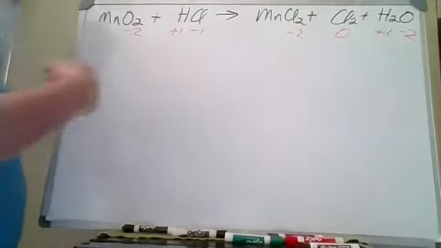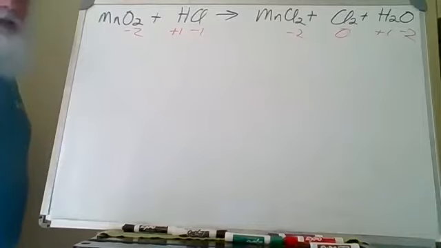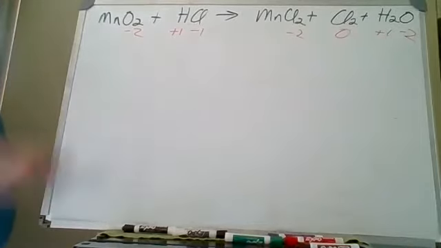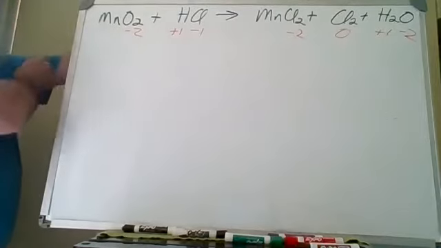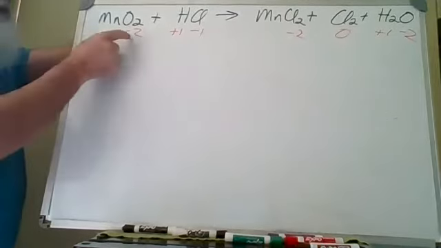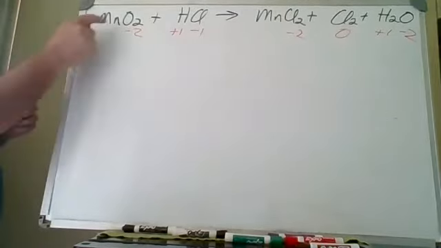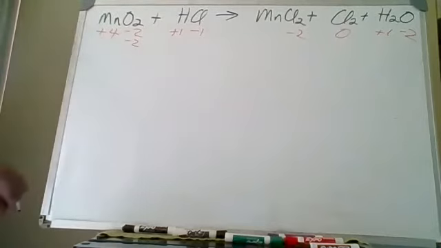I've written in the oxidation numbers for everything but the manganese. We know this is a neutral chemical compound. The sum of the oxidation numbers must equal the charge on the compound. So here I have two oxygens that are both -2. The manganese must be +4.